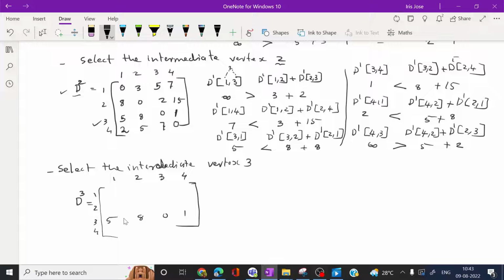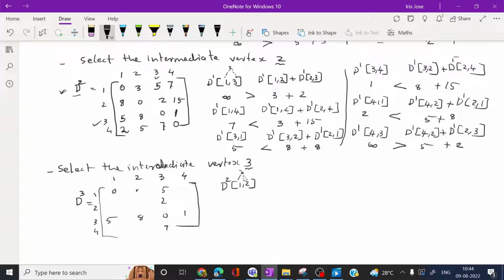Then the third column is 5 2 0 7. The diagonal elements will be zeros, and now we have to find the remaining elements using the same method. So first we will continue like this. Here it is D12. We have to consider the just previous matrix, which is D2. D2 of this element, first we have to find D2 of 1, 2, which will be compared with the distance through the intermediate node 3.